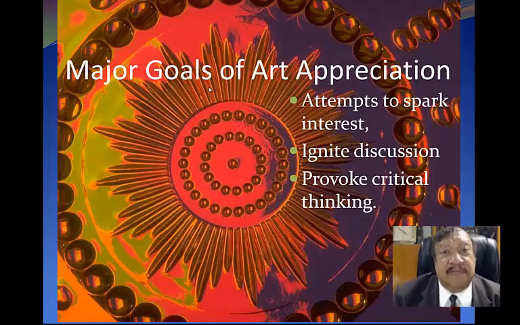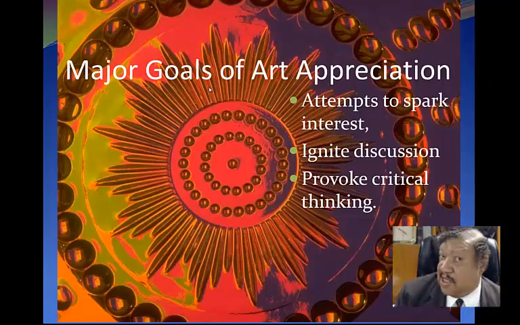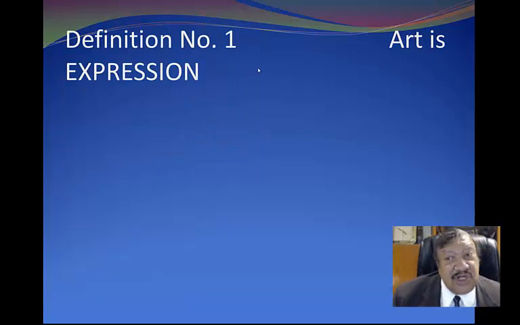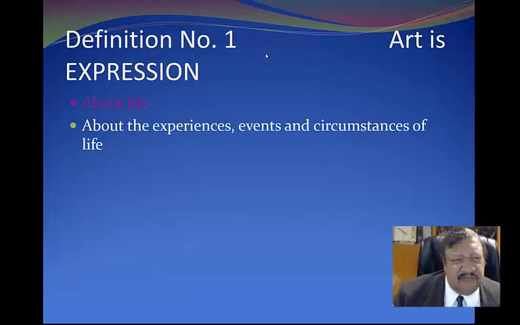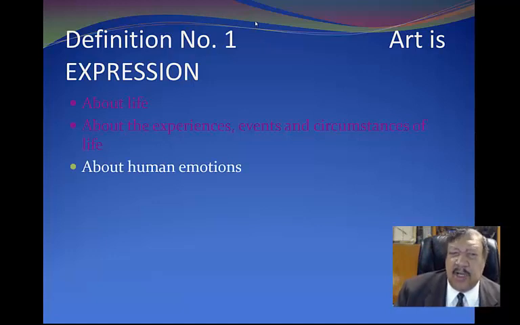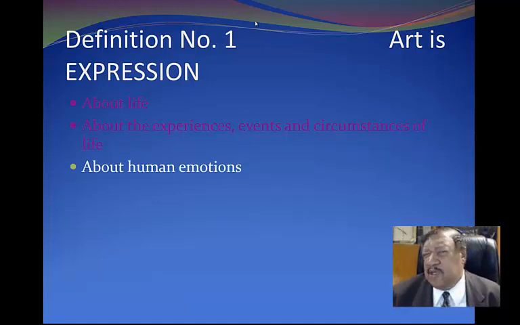When at the end of the semester I ask you to do a 6-page term paper in which you look at 3 works of art and you look at them in depth and you write about them, that's art criticism. So as we move on, definition 1, art is expression. Expression about what? Life. Expression about what? Experiencing the events and circumstances of life. And everywhere you look, you'll see a record of it. Art is about expressing human emotions.